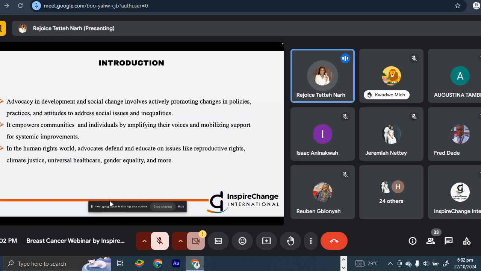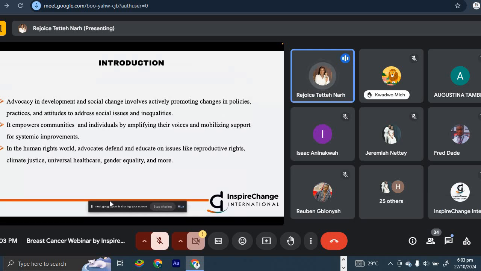So if we find ourselves in a community where there's an outbreak and an individual or the community decides to embark on awareness raising, that is a way of advocating to ensure that the particular issue being faced by the community is addressed and handled well for the safety of individuals living in the community. And so the approach to advocacy generally amplifies the voice of people, within the community or the community itself, that is being affected by that particular social issue.